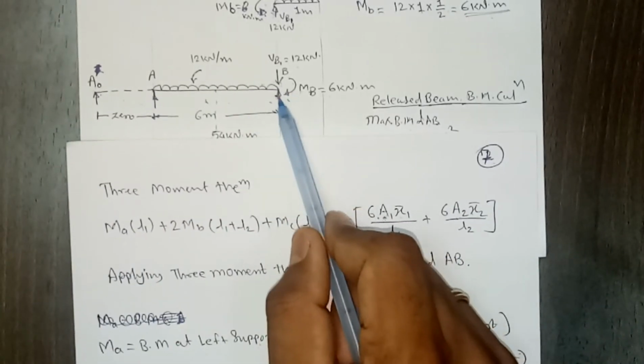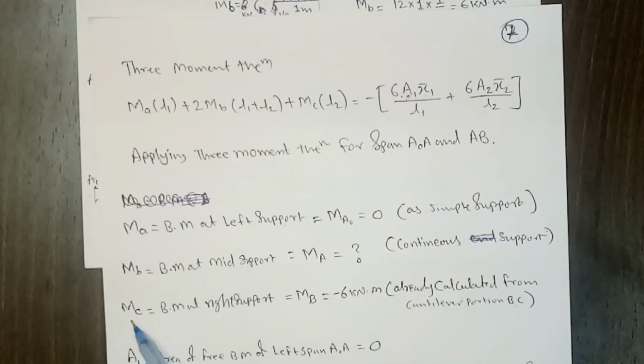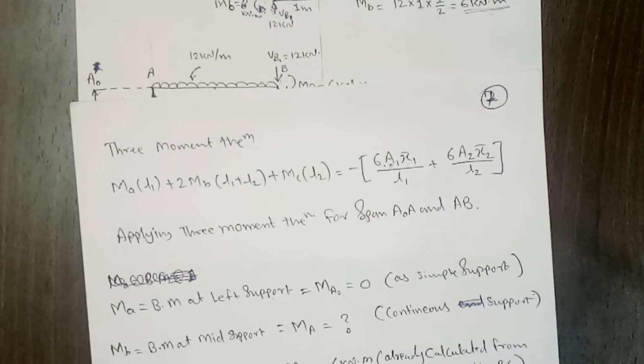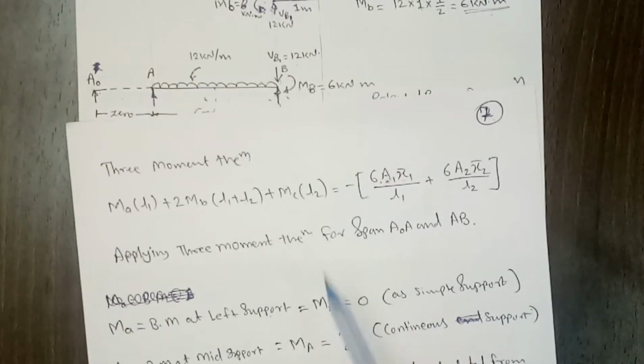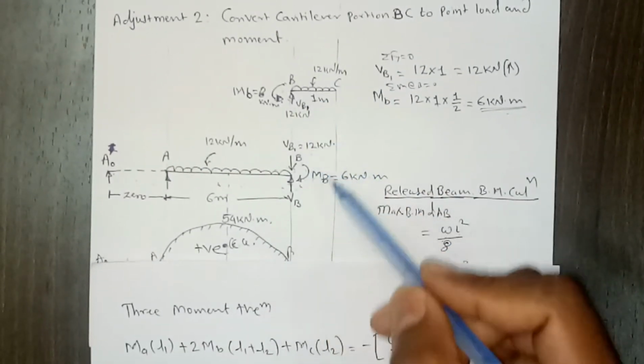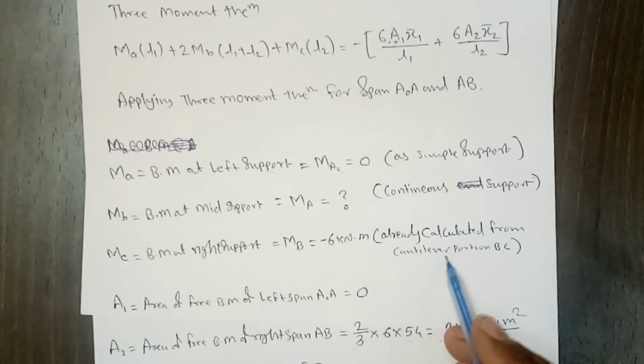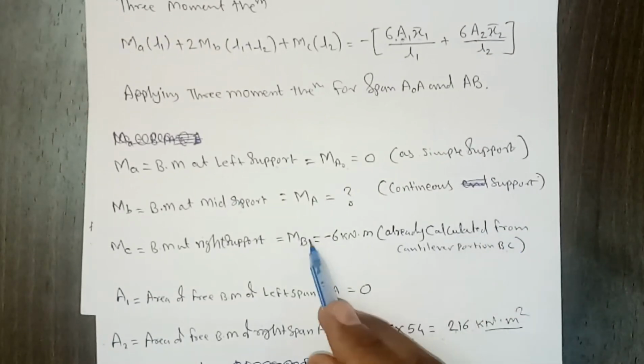Then the right support, now right like MC. So we are writing MC for the right support, which is equal to the bending moment at the right support. Now the right support is B, so it will be capital MB equal to -6. We already calculated it, right? When we draw this free body diagram, we can calculate this MB. So MB, which we already calculated from the cantilever portion BC, you can calculate it, right?